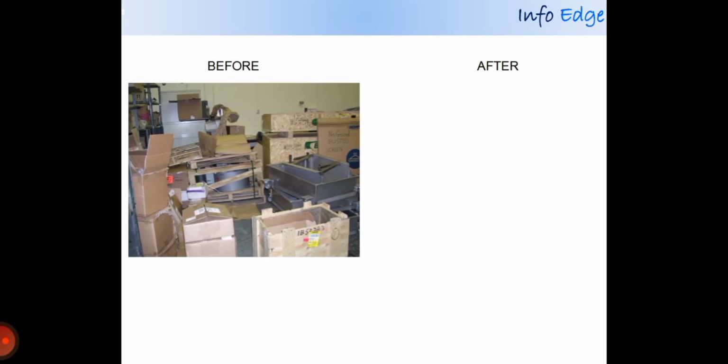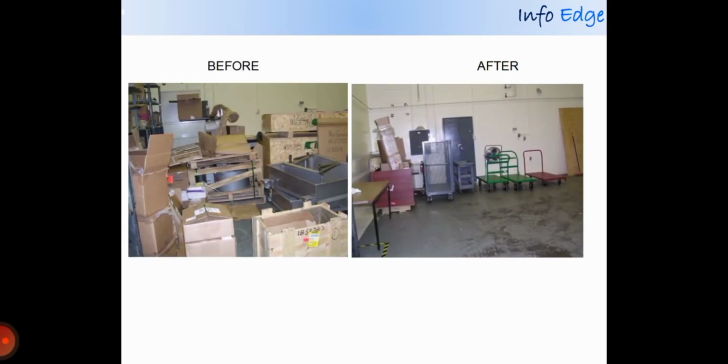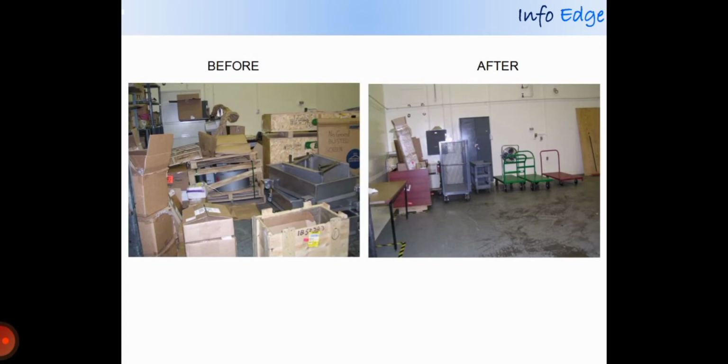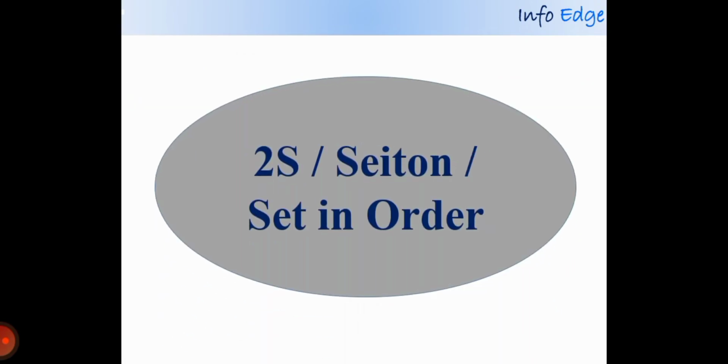So we can see a few examples of before and after. Before, you can see all the material and packing material are stored however they want, kept anyway. Here it is very difficult to find the material that is required. You can see the after condition: they have removed all unwanted items. They kept only wanted items in the respective workplace. Here you can see how much space we have saved.